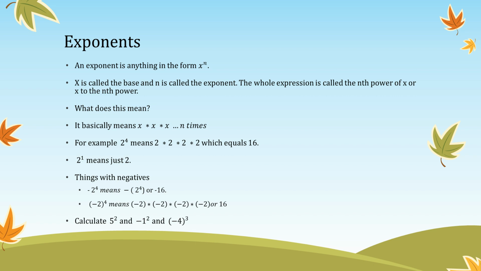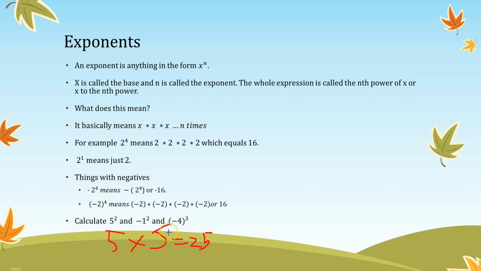So calculate 5 squared, or 5 to the second power. 5 to the second power means that there are only two 5's. Multiply them together, you get 25.